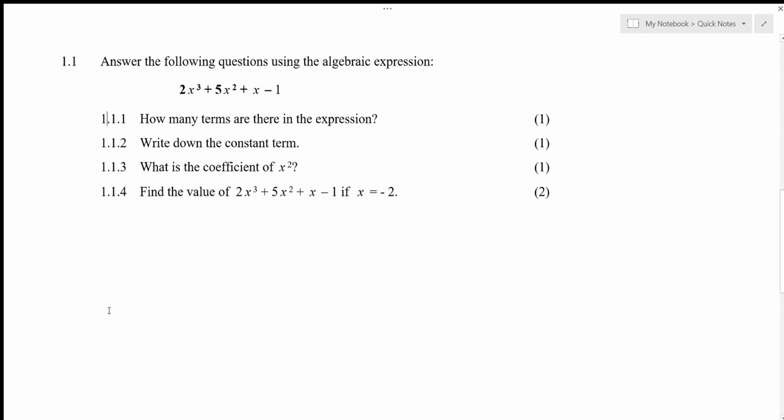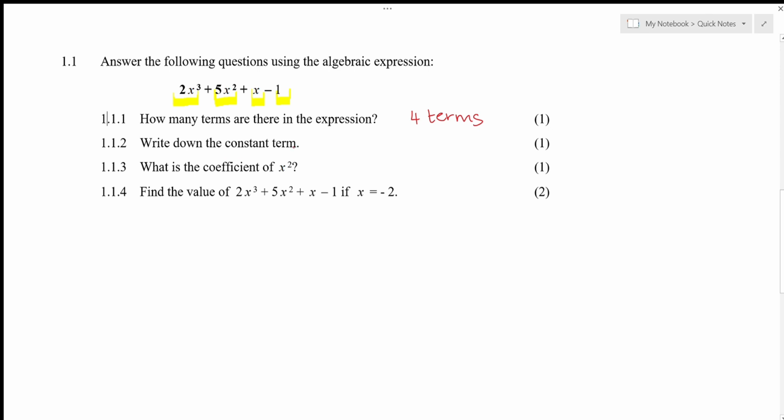How many terms are there in the expression? So the first thing you would do is you could take a highlighter, or you could just use a different color pen, and you would separate them by the signs, the plus and minus signs, as I am doing here. And if you did that, you would find that there are 4 terms here. So your answer, how many terms are there in the expression? There would be 4 terms.